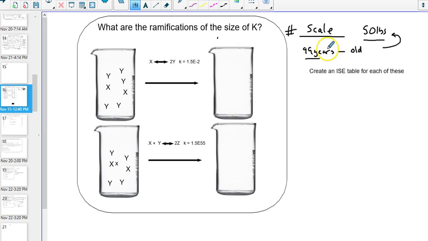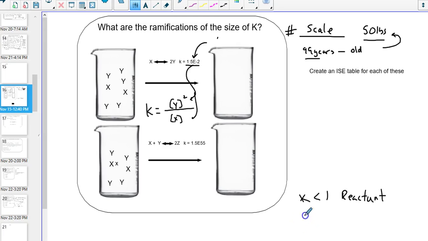Every single time we see a number, we have to put it on a scale of some sort. Same thing here. If you see a K value, what do I think about that? Well, what's my algorithm for this? K equals the concentration of Y squared over the concentration of X. So when this reaction reaches stalemate, the numbers in here equal that. Anytime you have a K value that is less than 1, it's not perfect, but typically that means it's reactant favored. If you have a K value that's greater than 1, it's more product favored.